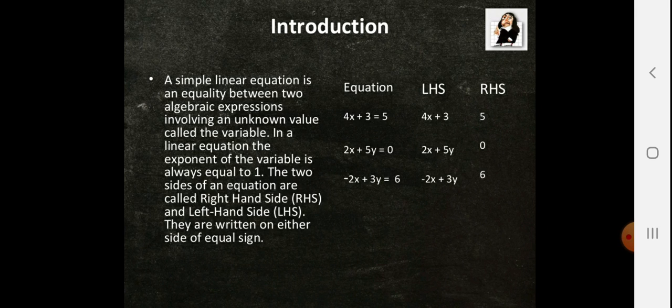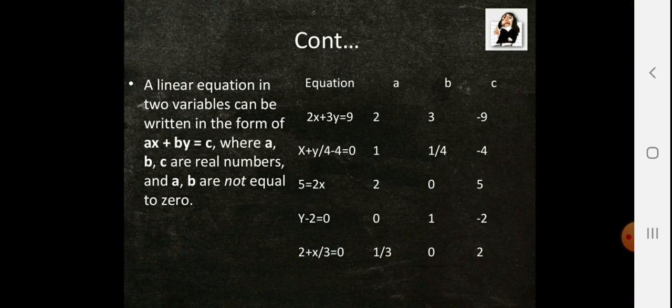Now, in a linear equation, the exponent of the variable is always equal to 1. The two sides of an equation are called left hand side and right hand side. They are written on either side of the equal sign. Now, a linear equation in two variables can be written in the form ax plus by is equal to c, where a, b and c are real numbers and a and b are not equal to 0.